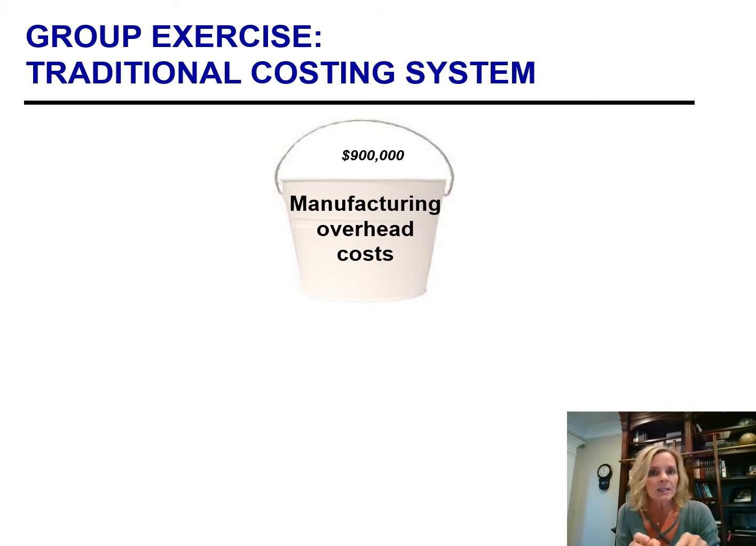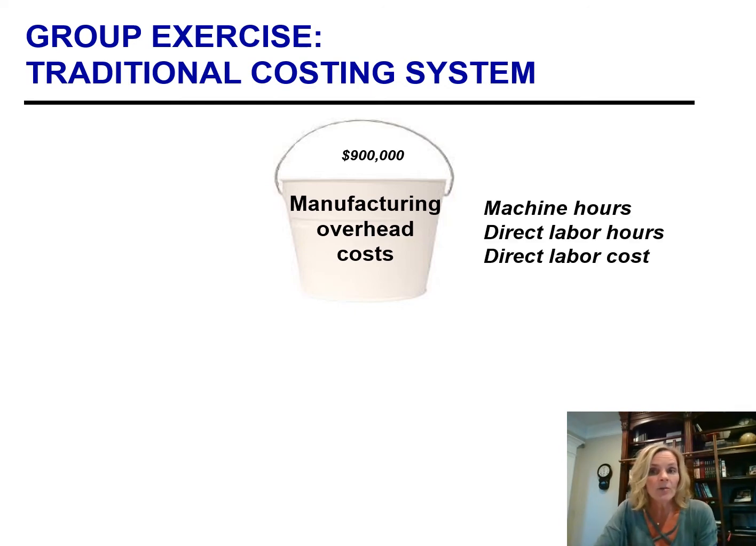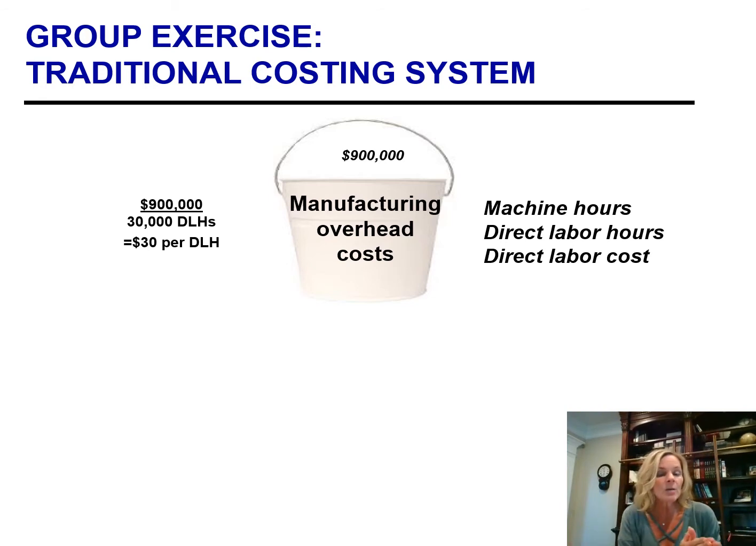In a traditional costing system, what we do is we take our estimated overhead cost and we divide by either machine hours, direct labor hours, or direct labor cost to come up with that predetermined overhead rate. In our previous example, we said it was $30 per direct labor hour, and we will allocate manufacturing overhead to the products or to the jobs based on direct labor hours.